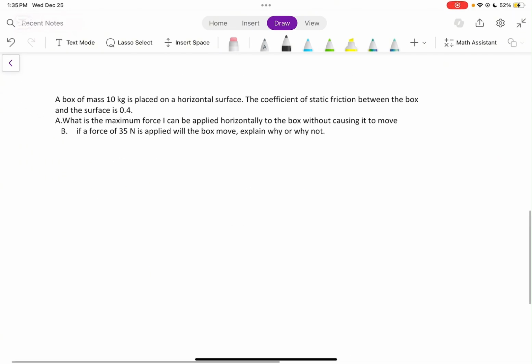Okay, we can take a look at this practice problem and see what we can do. A box of mass 10 kilograms is placed on a horizontal surface. The coefficient of static friction between the box and the surface is 0.4. A, what is the maximum force that can be applied horizontally to the box without causing it to move? B, if a force of 35 newtons is applied, will the box move? Explain why or why not.